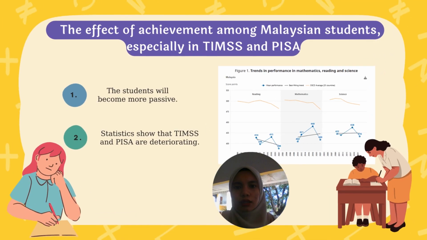Next, we go to the effect on achievement among Malaysian students, especially in TIMSS and PISA. Not least, it also has a negative effect on the students. Among them, students will become more passive. This is said to be so because the subject of mathematics requires high cognitive skills compared to other subjects. However, there are some teachers who have not yet mastered and adapted to the use of technology nowadays, causing the learning method to remain traditional, including the chalk and talk method.